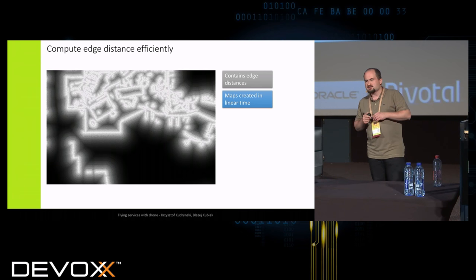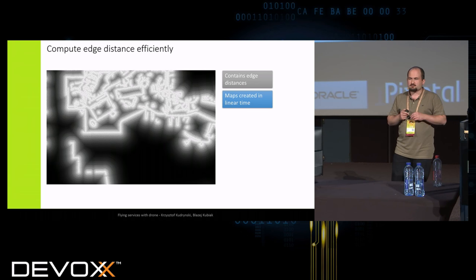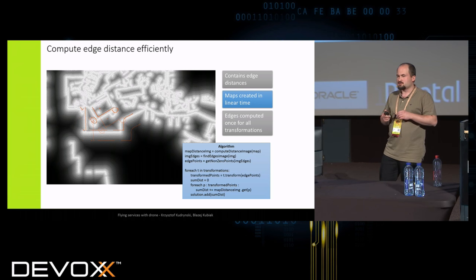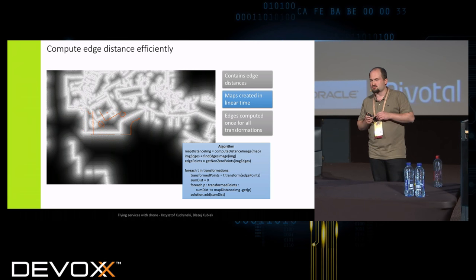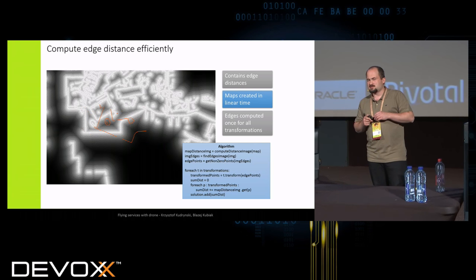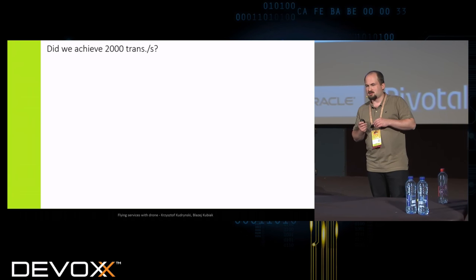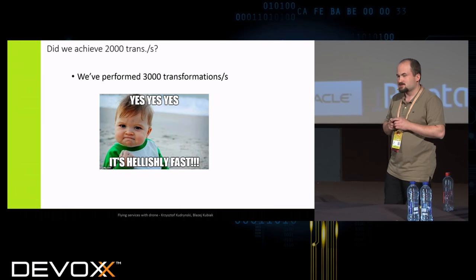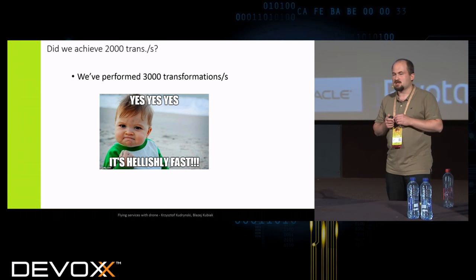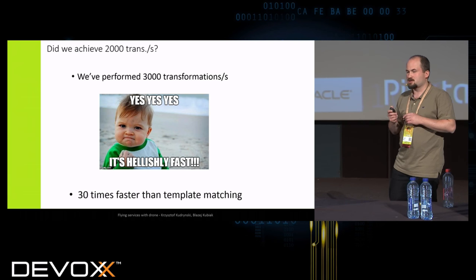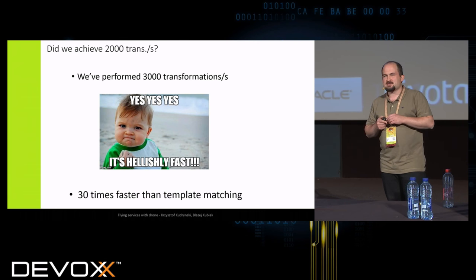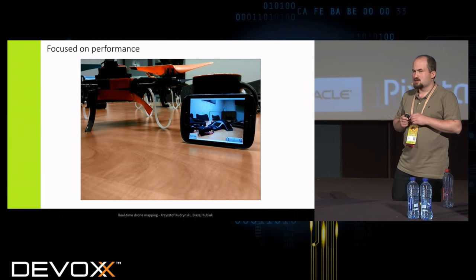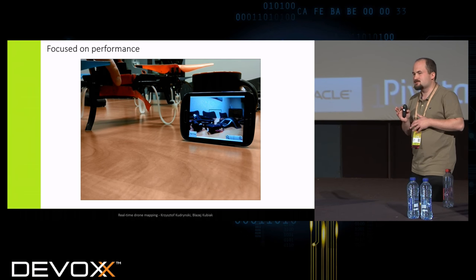This map is created in linear time, and it is created only once and reused for all considered locations. So it should be fast. So let's see if it is indeed. We performed around 3,000 transformations per second, and it was quite enough for our application. And obviously, it was much faster than template matching. So now we know how to localize fast.